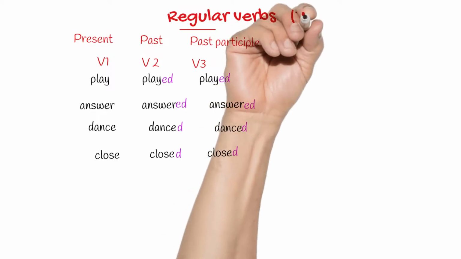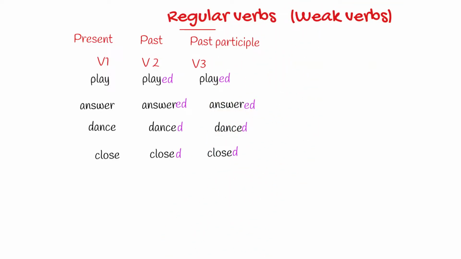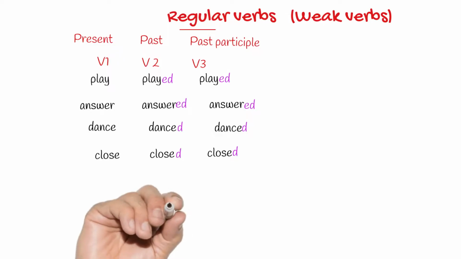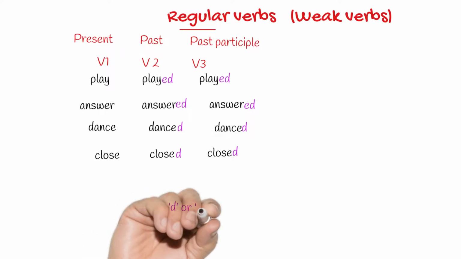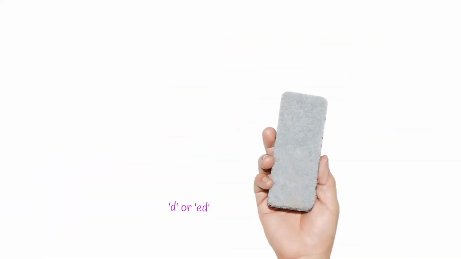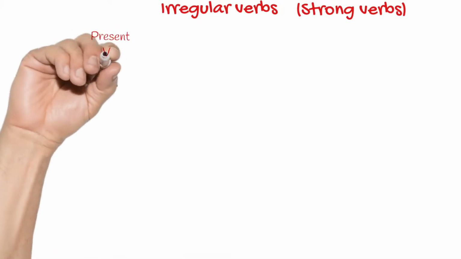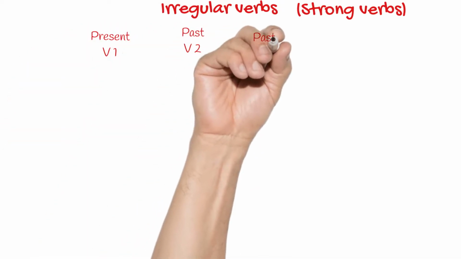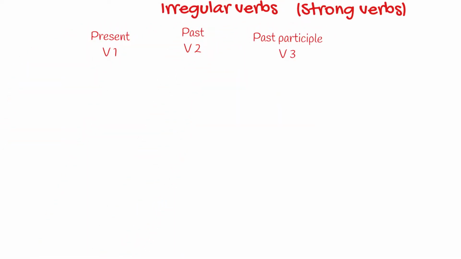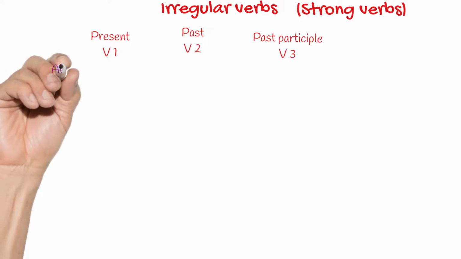Another name for regular verbs is weak verbs. They are not strong enough to create their own endings. They need only either D or ED to inflect. On the other hand, the verbs which don't follow the before said pattern are irregular. There are 3 types of irregular verbs.